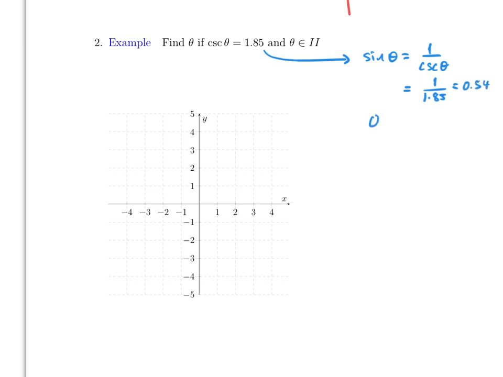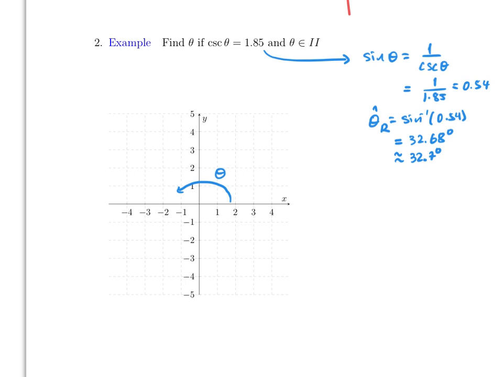So therefore, theta, which is going to be the reference angle, is going to be sine inverse 0.54. So you use the calculator, you will get 32.68 degrees. So let's say 32.7 degrees. Now, since theta is in the second quadrant, that means this is theta.